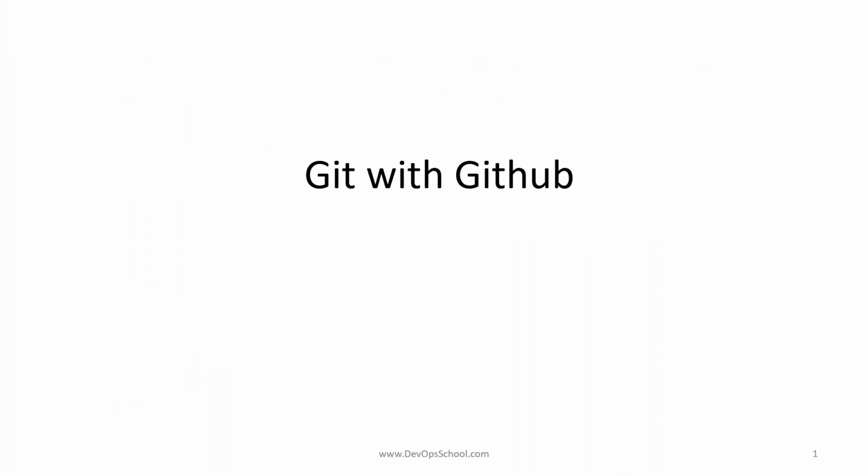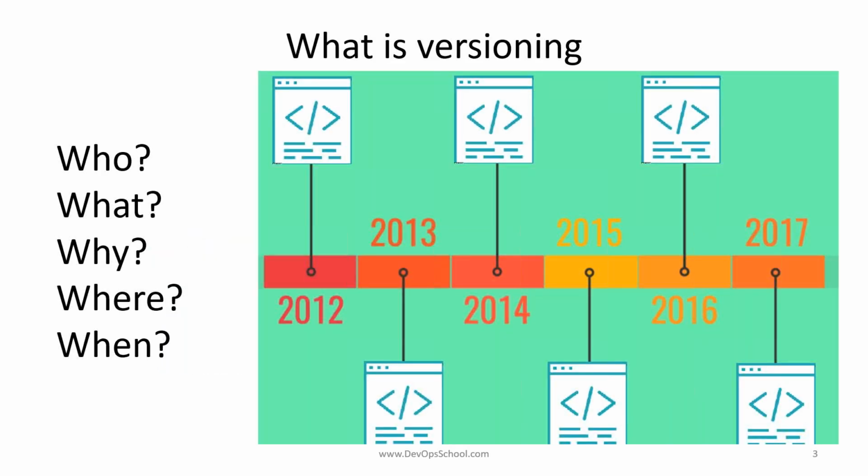Okay, so today we are going to learn two new tools as part of this session. One is Git and another one is GitHub. Okay, so those are the two tools we are going to learn. So let's get started. So the first thing we need to understand is, what is versioning?